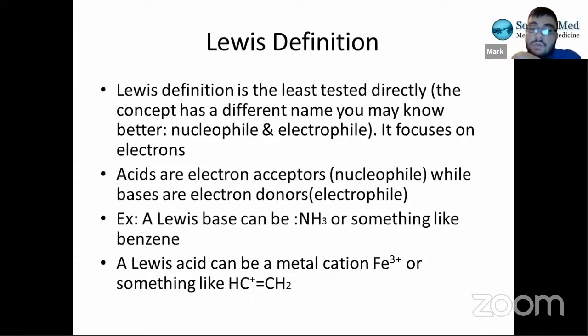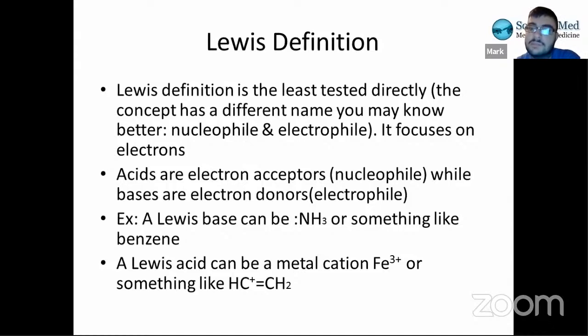For example, a Lewis base can be NH3 or something like benzene, right? NH3, we talked about why it can be a base, right? From the last definition, because it can accept the proton. Benzene, we usually don't think of it as a base, right? Because it's very weird.